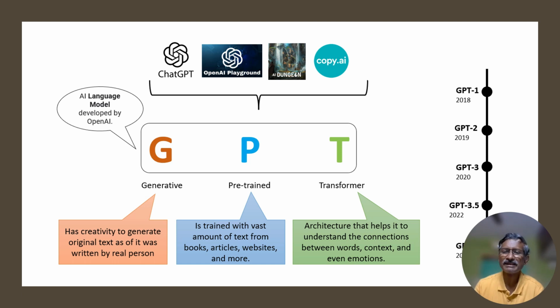Basically it is an architecture which helps the tool to understand the connection between words. Actually it uses what is called predictive text. When you give a particular phrase with say 3 words, it can predict what can be the 4th word and the 5th word. So that's the basic concept by which these general purpose artificial intelligence tools work.